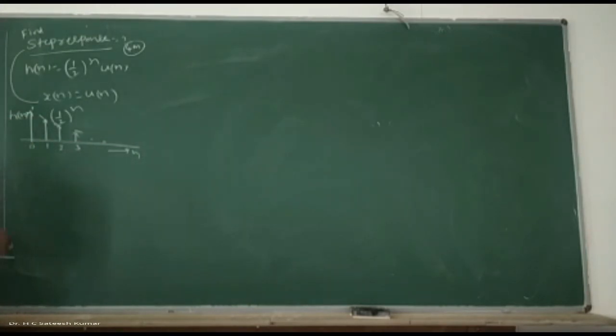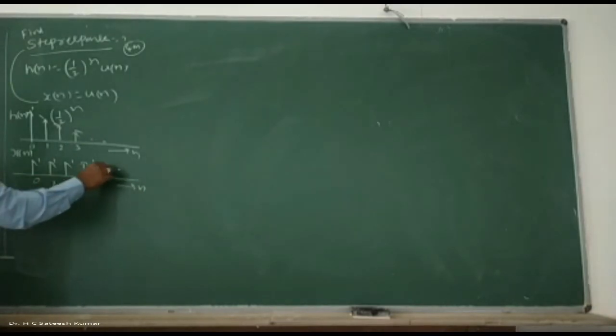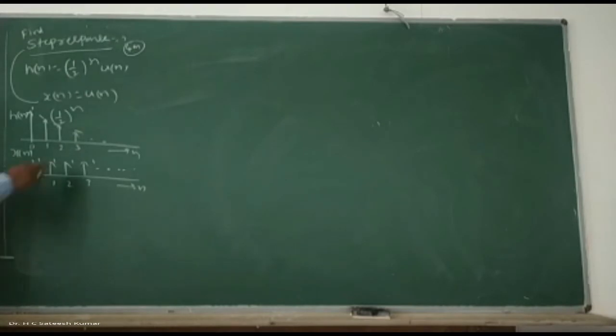X of n is from 0 to infinity, and its value is 1. Since half to the power of n is there, no need to say it is less than 1, it automatically is, and less than 1 means it is decreasing. That is your x of n on the n axis: 0, 1, 2, 3, and so on. As this is time dependent, try to keep one constant and shift the other.